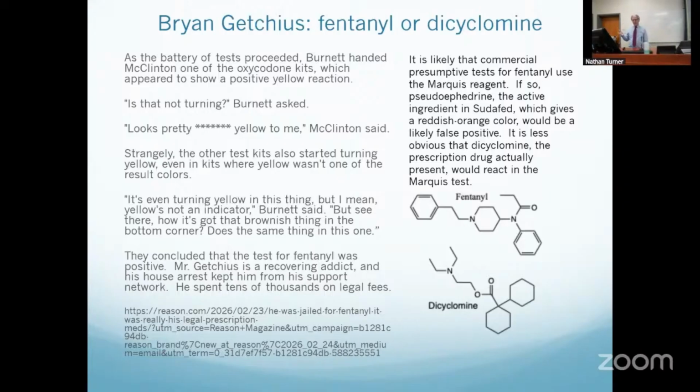And so here, Mr. Getchins was arrested and later put, I believe, on house arrest, which kept him from his support system. Because remember, he's a recovering addict. And of course, he had to spend tens of thousands of dollars in legal fees to clear himself. So again, a positive result here is not something which is innocuous in its effect on various people.